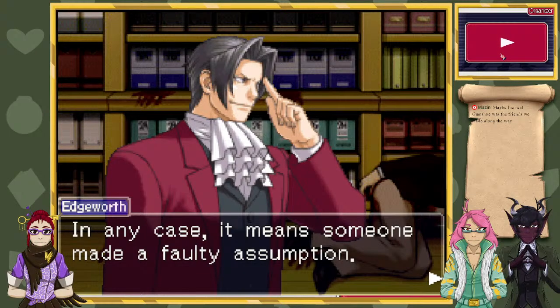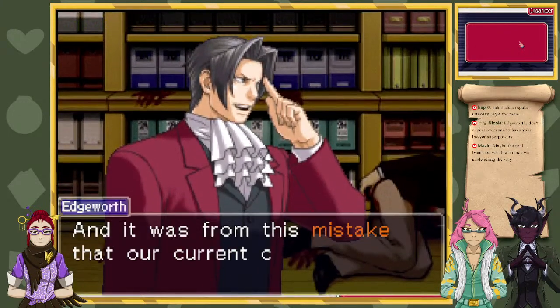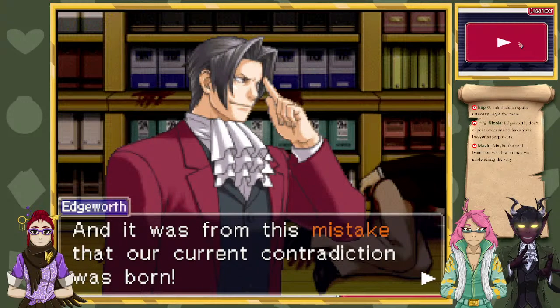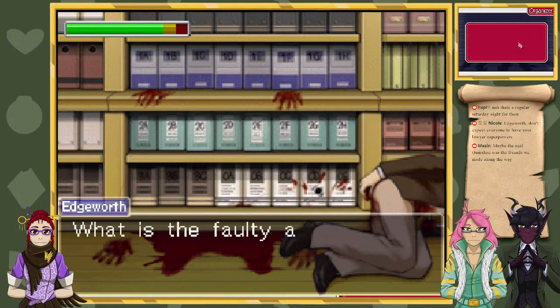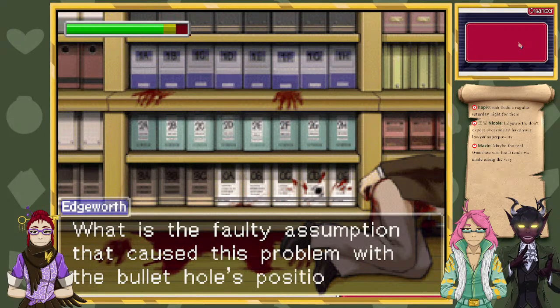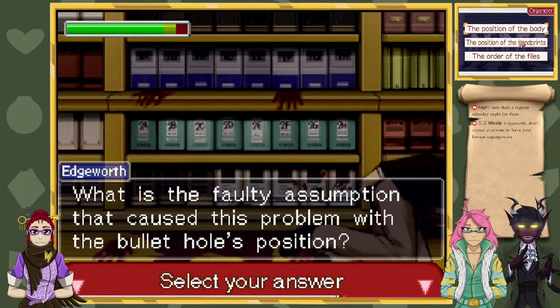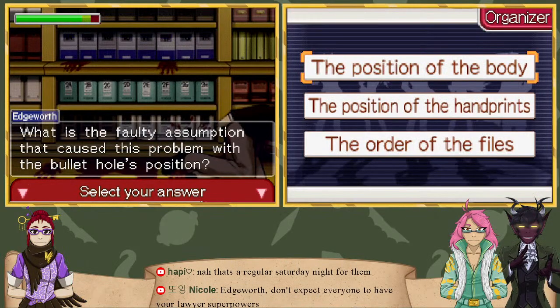In any case, it means someone made a faulty assumption. And it was from this mistake that our current contradiction was born. What is the faulty assumption that caused this problem with the bullet hole's position? The position of the body?